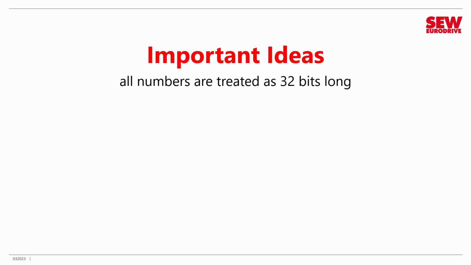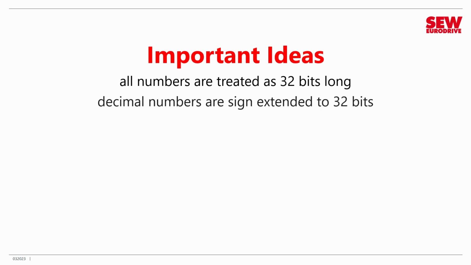Okay, as I've said a number of times, all numbers are treated as 32 bits long. That's because that's the size of data memory. So numbers are always going to occupy 32 bits. But what winds up in those 32 bits does depend on the kind of number and how you provide it. If you provide a decimal number, it will automatically be sign extended to a full 32 bits. Let me show you an example of this.